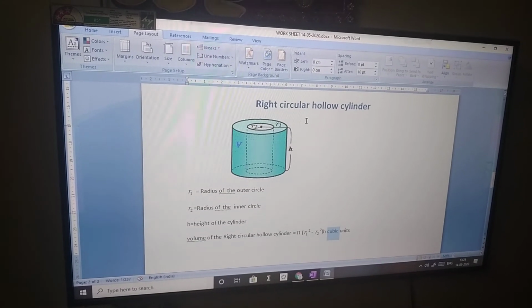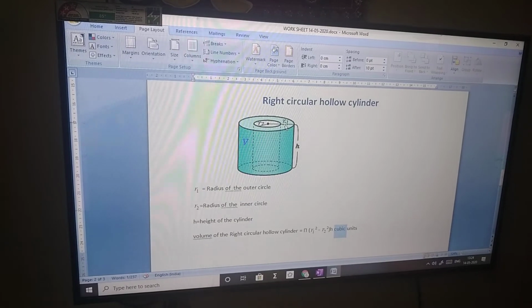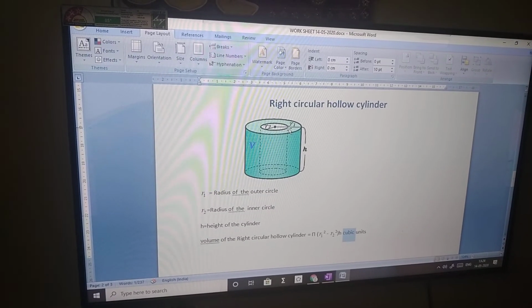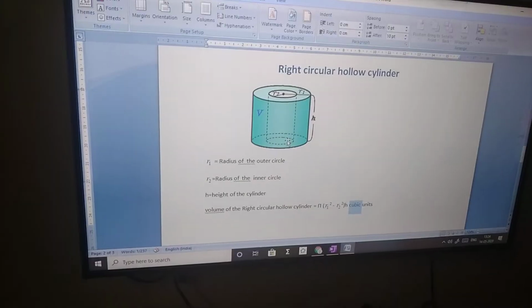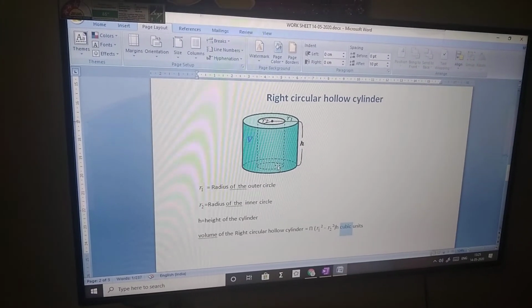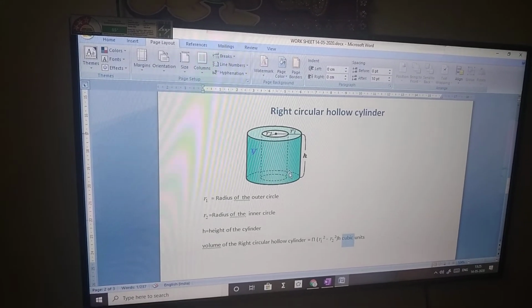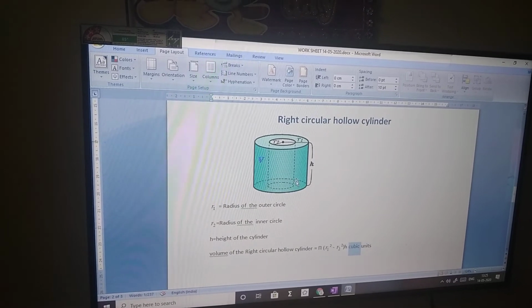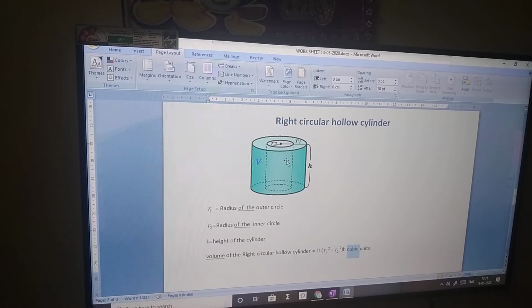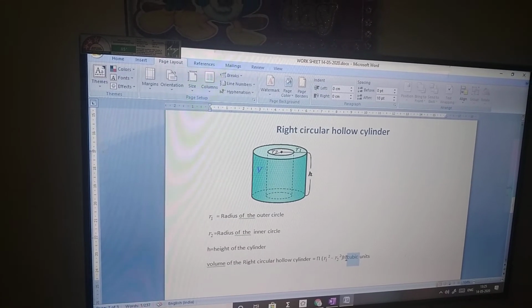So to find volume of this hollow cylinder, we need to know area of the base. Area of the base is circular ring. To find area of the base equals pi (R1 square minus R2 square).